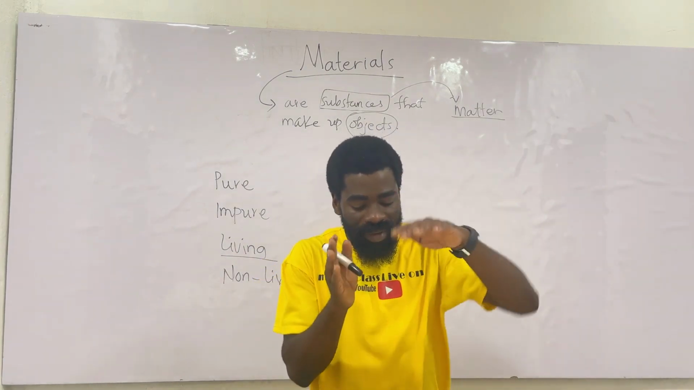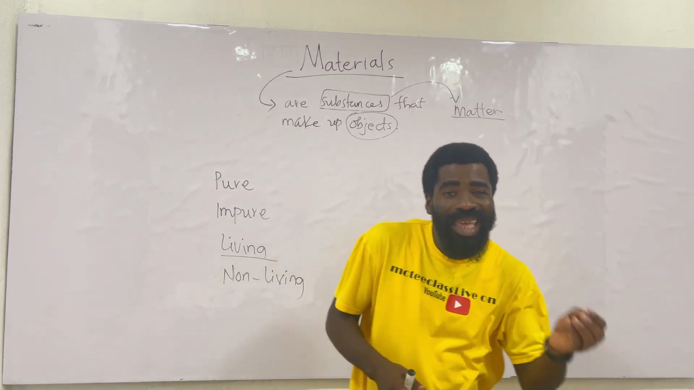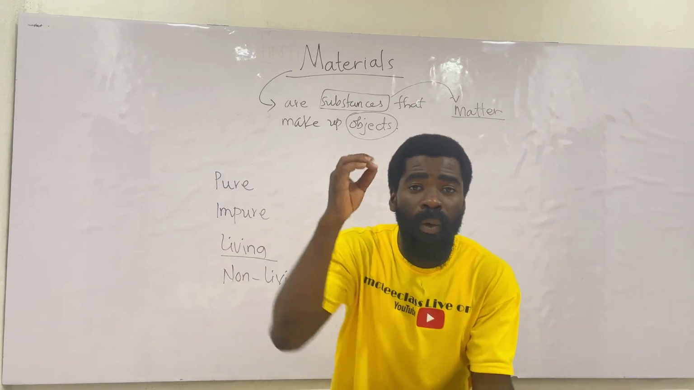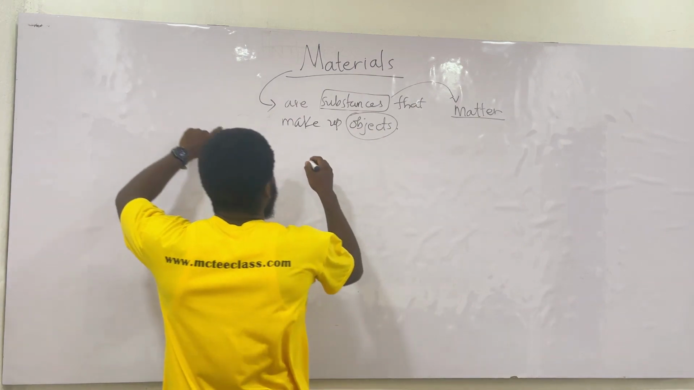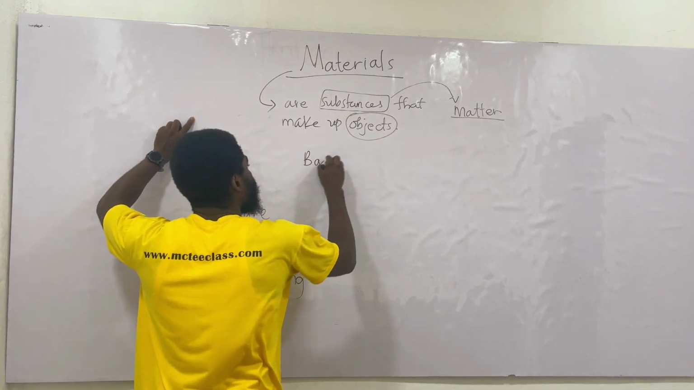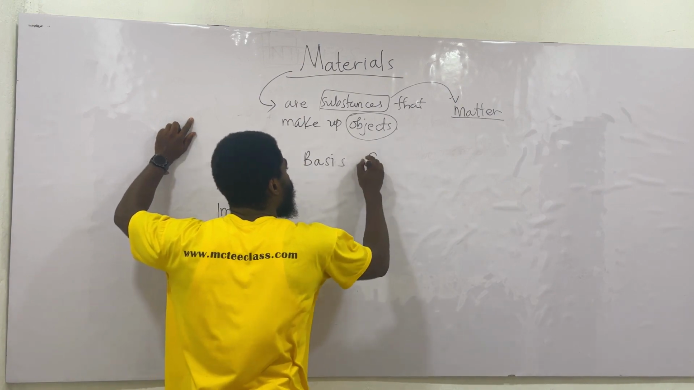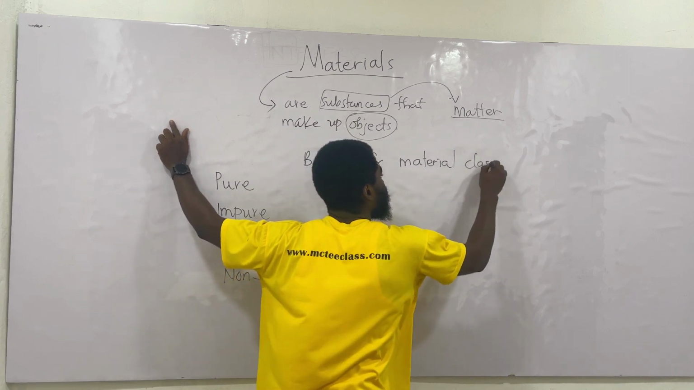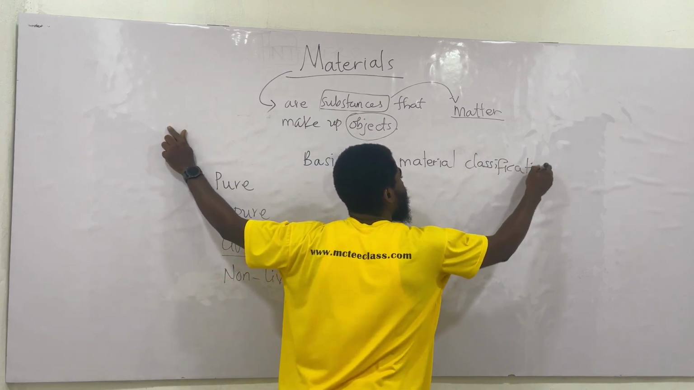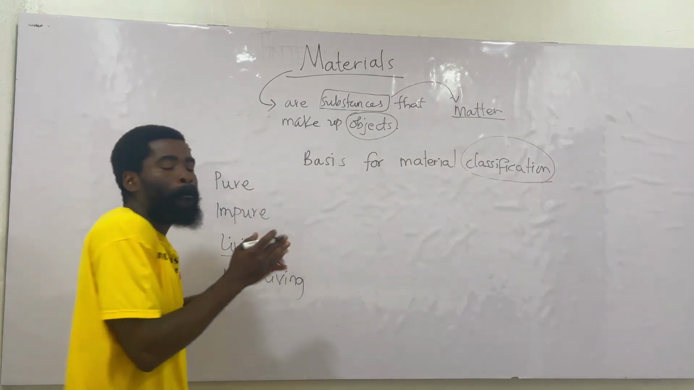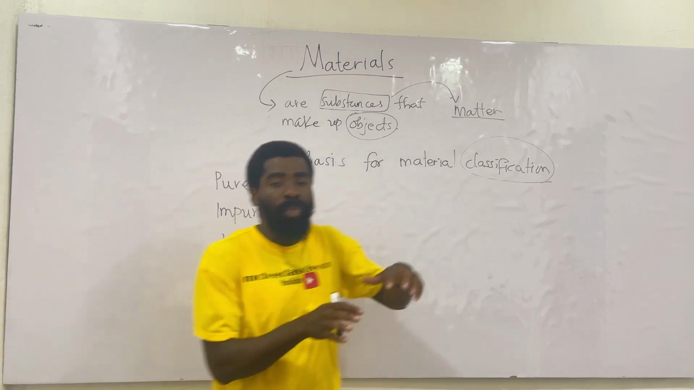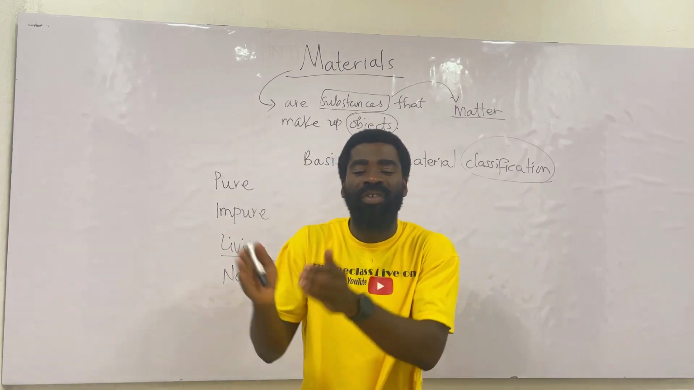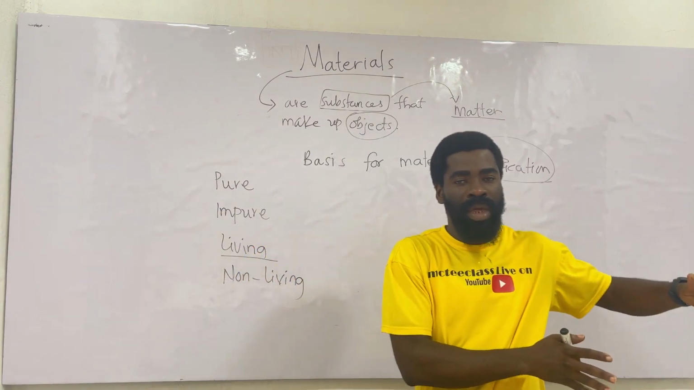Now, materials are classified on the basis of what? Of their physical and chemical properties. So classification of material is based on certain things. We can classify them based on one. So, the basis for material classification. When we say classification, that means we are sorting them out. We are putting them into classes based on certain properties and things they have. That is why you are in a particular class now. That is why you are moving from a particular class. We put you into classes based on certain things. You get the point I'm making here?